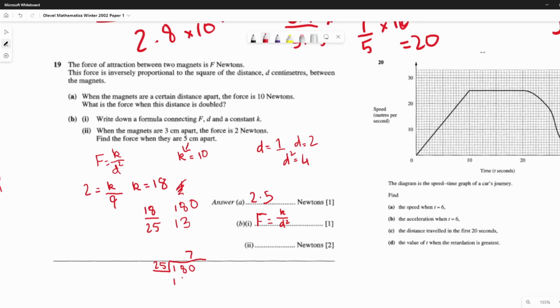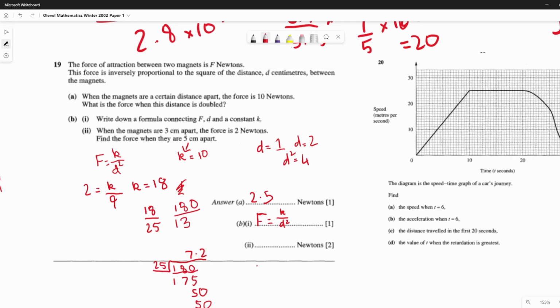So 25 into 7 is 175. That leaves a 5 here, and then 0.0 there, and then 25 into 2 is 50. So our answer would be 7.2. However, we need to divide this by 10 because we multiplied it by 10 to make our math easier here.